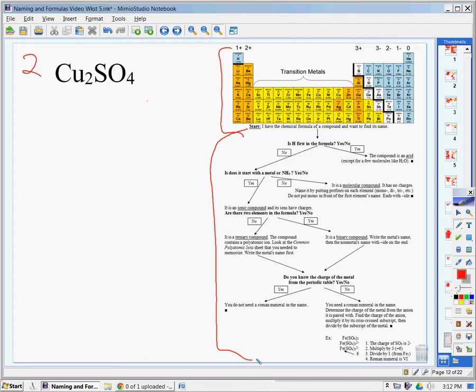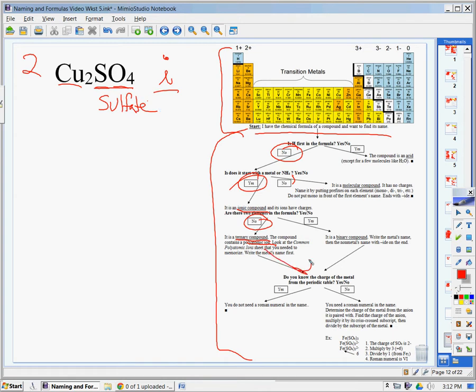All right. The way we do this problem is you start with the chemical formula of a compound and you want to find the name. Is H first in the formula? No. Does it start with a metal or NH4+? Yes, it does in fact. That means it's ionic. If you have a metal and nonmetals, it's ionic. It has charges. Are there 2 elements in the formula? I count 3. I count copper, sulfur, and oxygen. That means that it's a ternary compound. It contains a polyatomic ion. You've got to look up the polyatomic ion on your list, and the polyatomic ion here is the SO4 part, which is sulfate. That's part of the name.